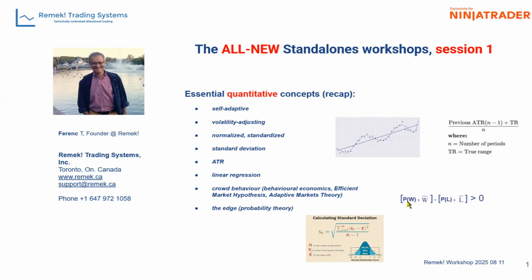So the percentage of winners multiplied by the average win plus the percentage of losers multiplied by the average loss must be bigger than zero. Otherwise, we will not make money. And this plus in the middle is correctly a plus because the second part will be a negative number. So this is the edge. And how do we verify the edge?